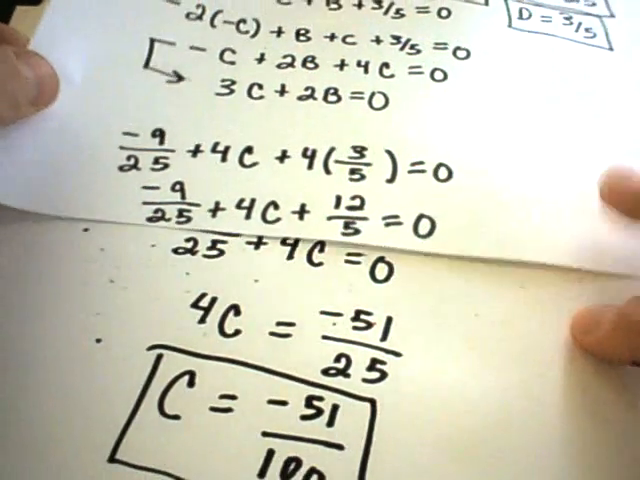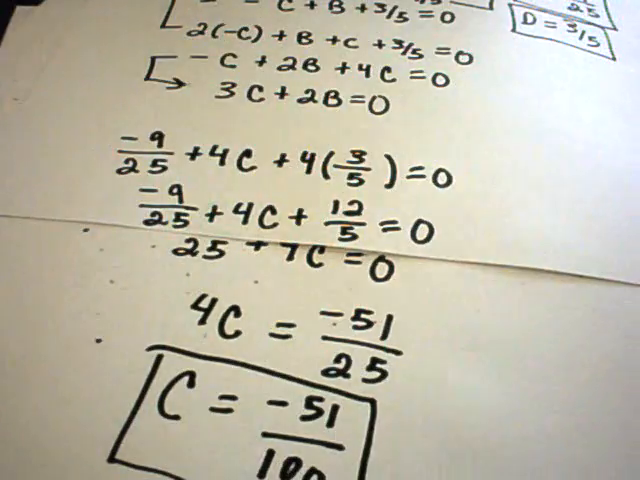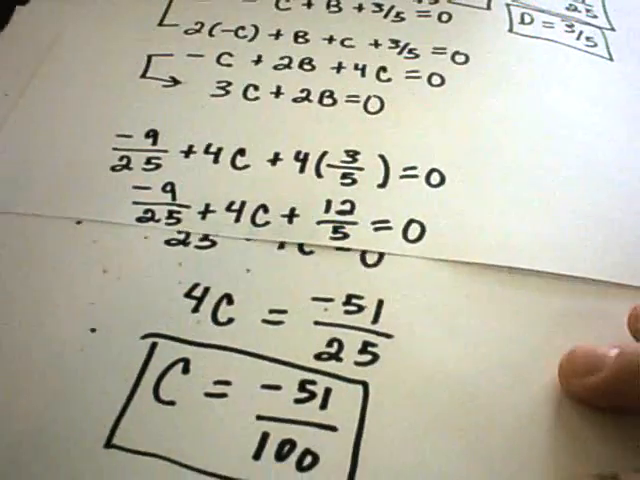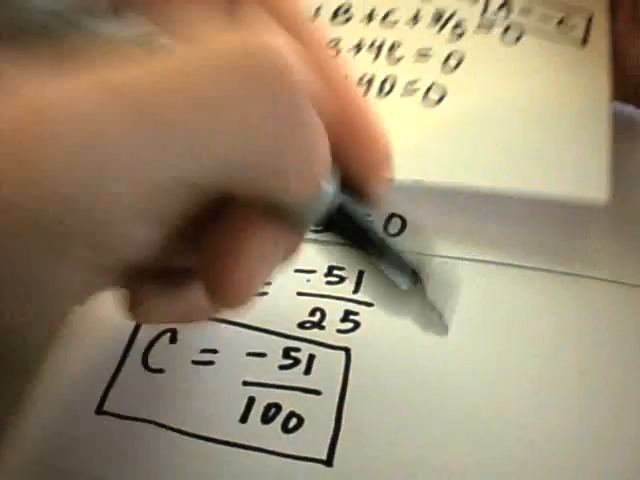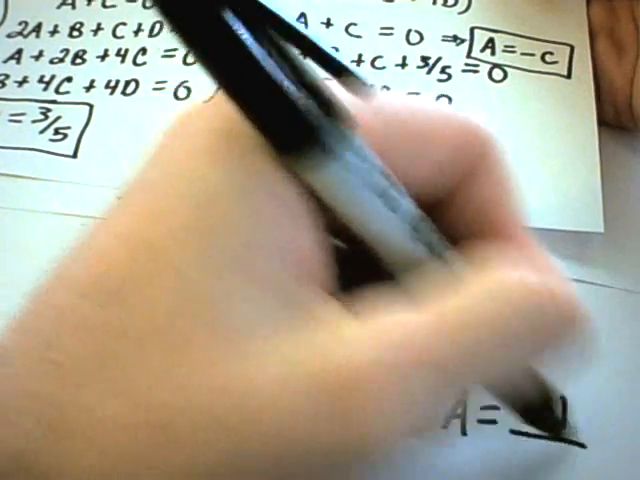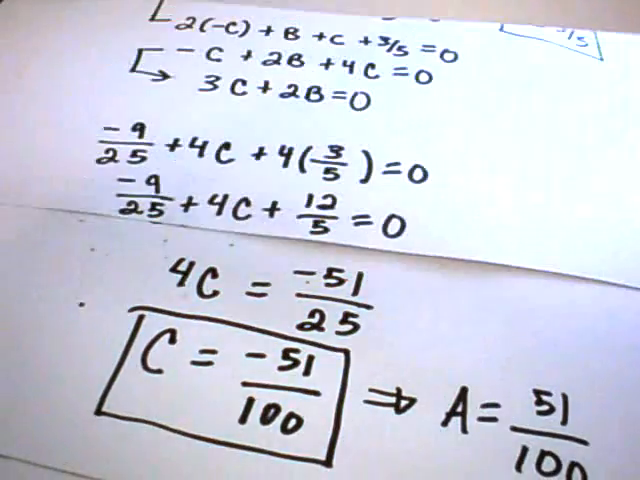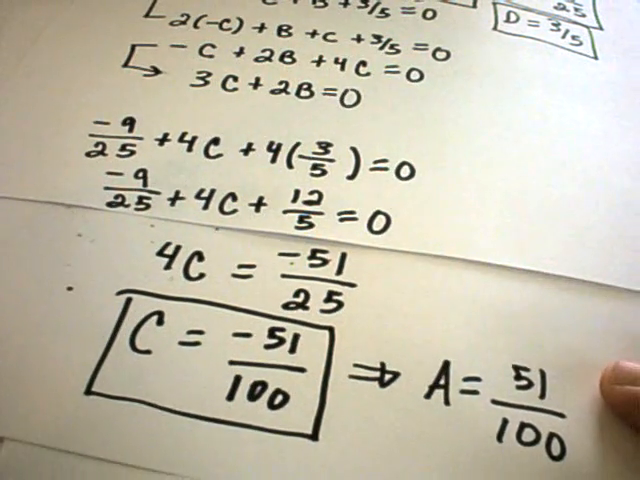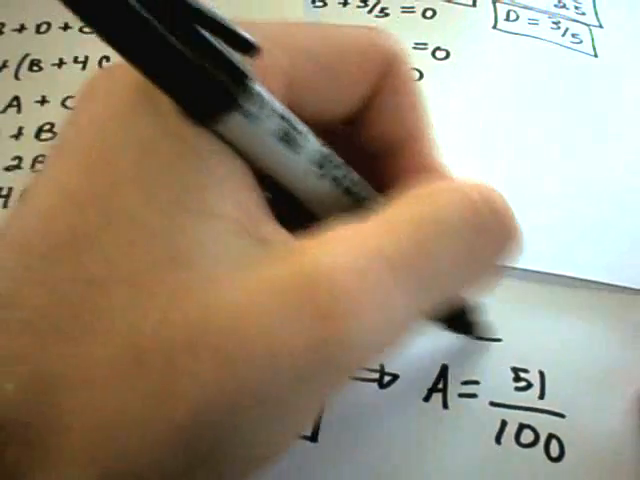Last but not least, we had that a was equal to negative c from the very beginning. So if a is equal to negative c, this is going to tell us that a is positive 51 over 100. So we've now got our a value, we've got our b value, we've got our c value, we've got our d value.